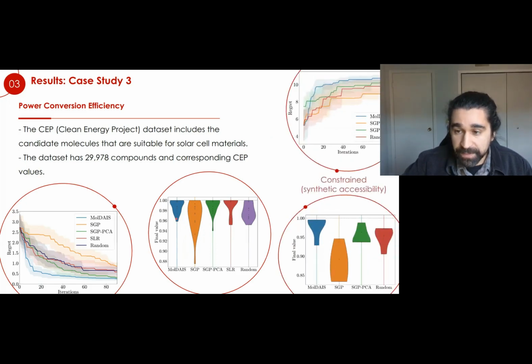We also extended this method to consider constraints. Shown here is the performance or convergence plots for the constraint problem. And we again see MolDAIS significantly outperforming the other methods. And looking at the distribution of final values, we see a best case scenario, while none of the methods found the optimal. And we do see a pretty good worst case scenario as well, better than some of the other methods.